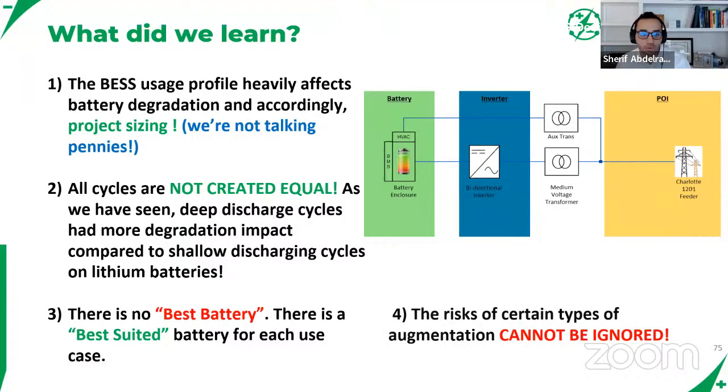Number 2 here: all cycles are not created equal. And this is again to the first optimization. We've seen the differences between the two.